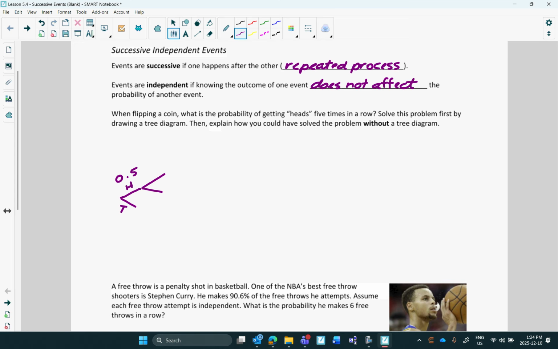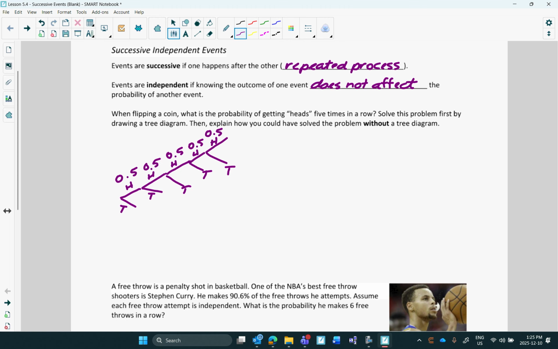Let's say we get heads. Second, we can get heads or tails. What's the probability of getting heads on the second? 50% again, and then that keeps happening 5 times. Now, obviously, there are other branches, like tails, tails, and so on, but we're only going to focus on the ones where heads occurs 5 times.